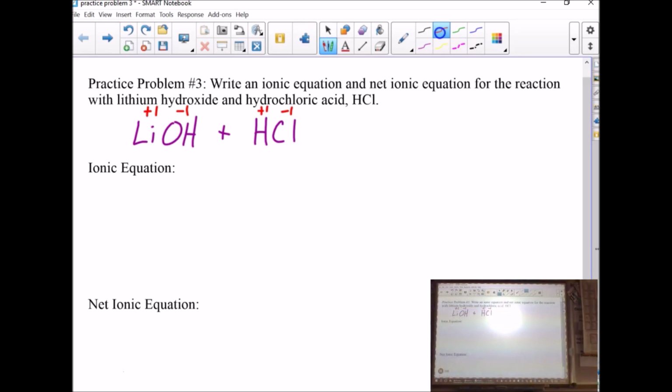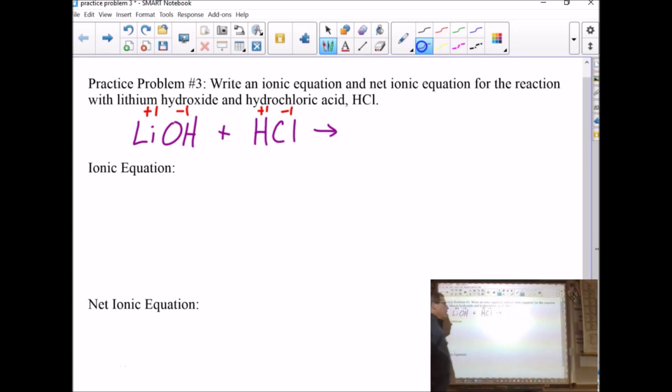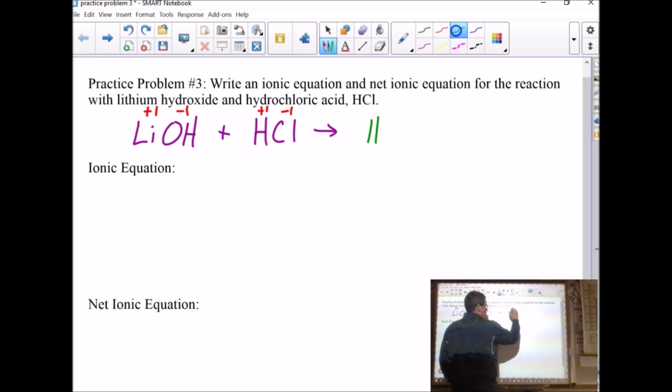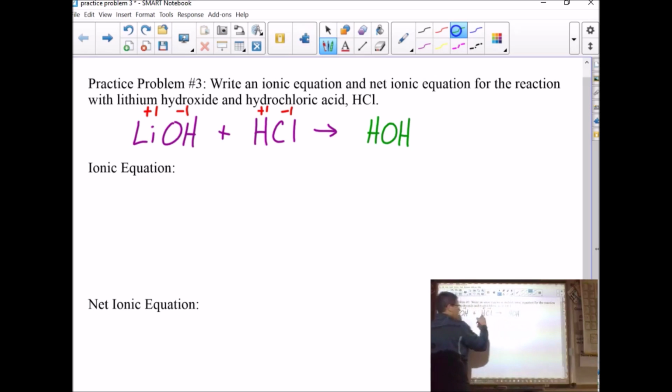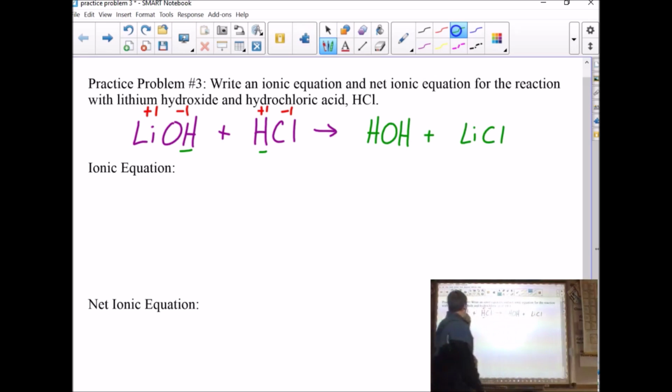So these are really nice reactions. And we do have a double replacement reaction because we have a metal with a nonmetal, another metal with a nonmetal. So what will the products be? So it could be HOH. We're going to put these two guys together. Okay? And then the other will be LiCl. Okay? So lithium chloride. Okay.